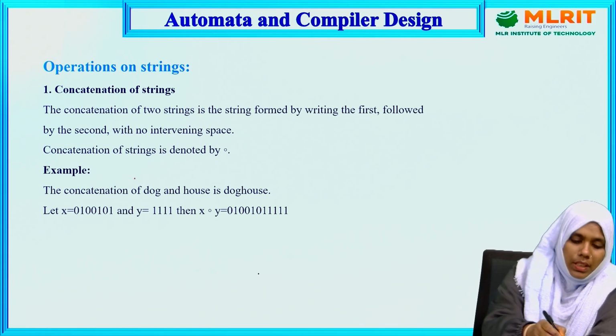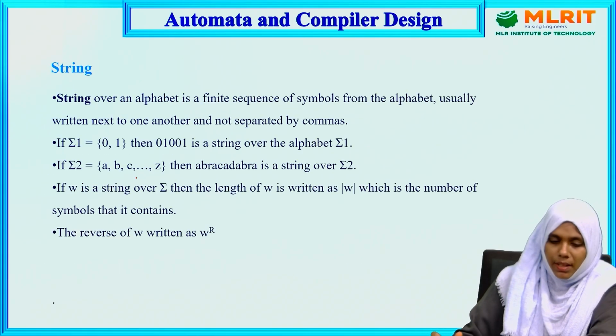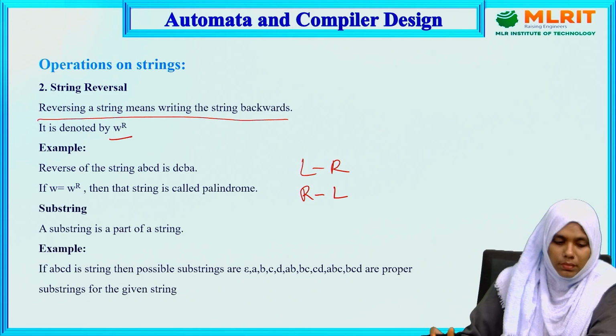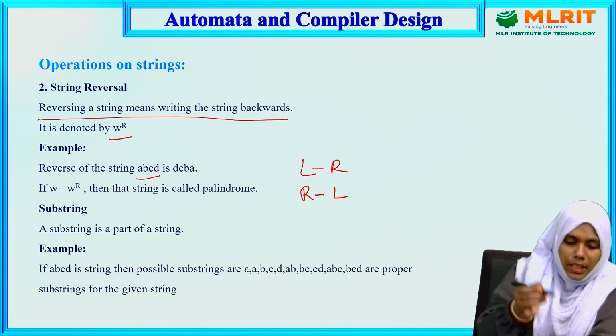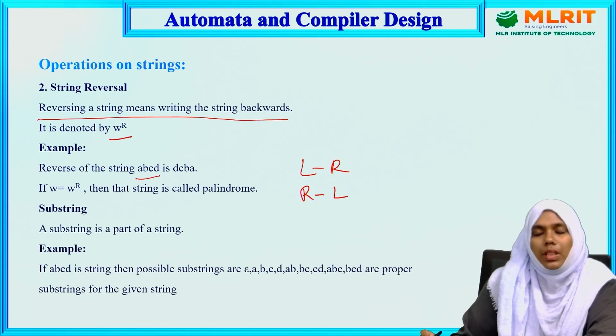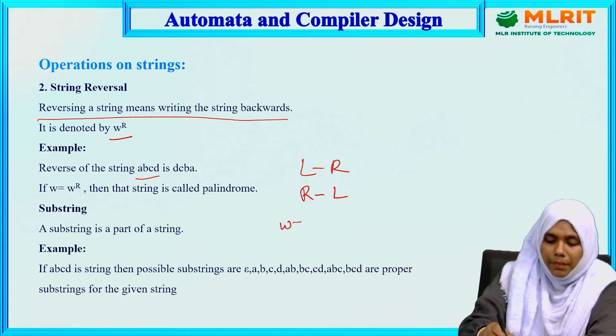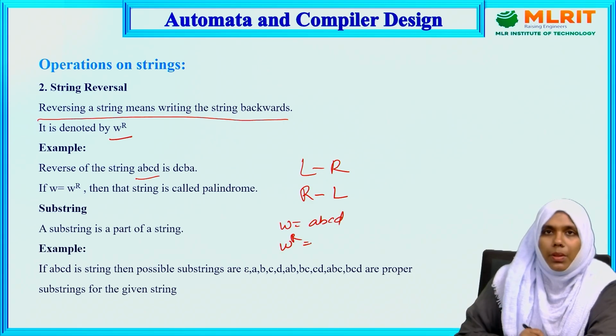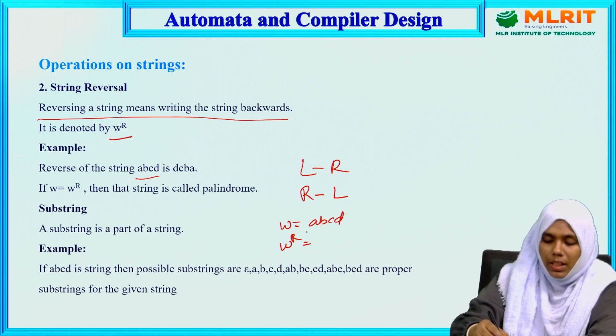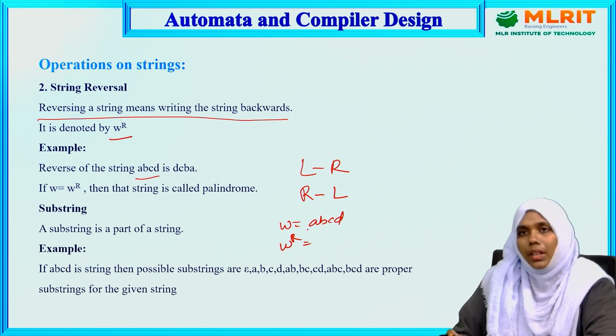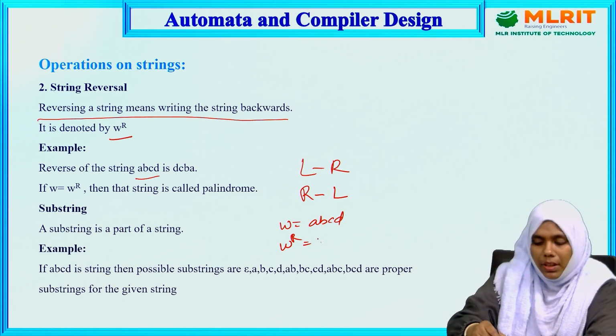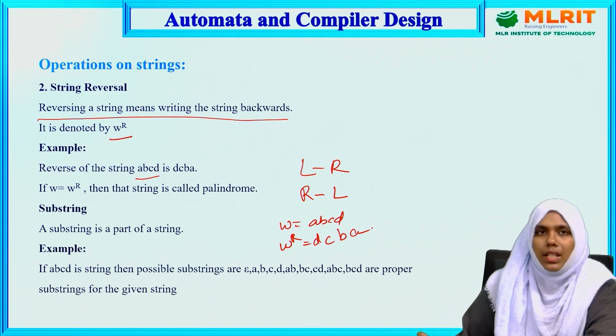So for example, here we have taken a small example: ABCD. If W is equal to ABCD, then W power R will be the reverse. If it is written left to right, we have to write it right to left: D, C, B, A. That is the reverse of the string.